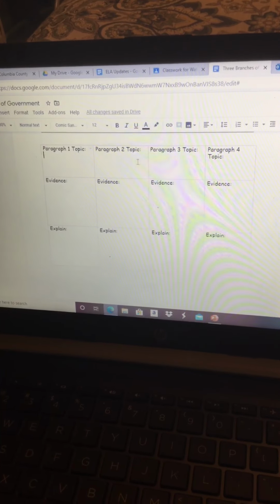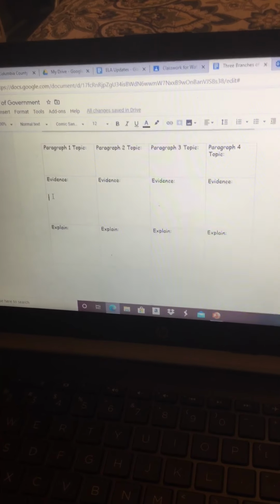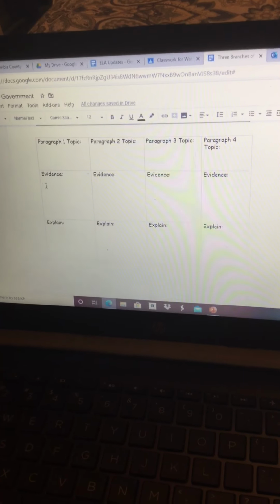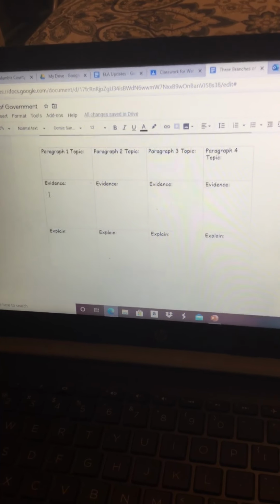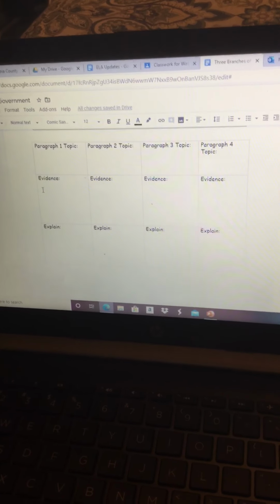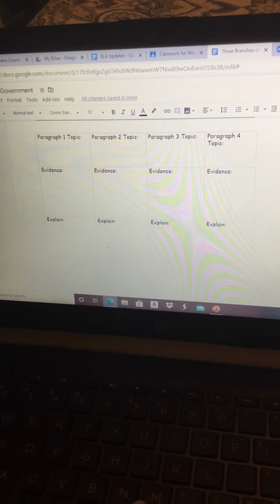After they decide on their paragraph topics, they're going to include their evidence. We have been working on paraphrasing and direct quotes. We are leaning more towards paraphrasing lately, where they take the passage and put it into their own words. So their evidence may sound something like, let's see.